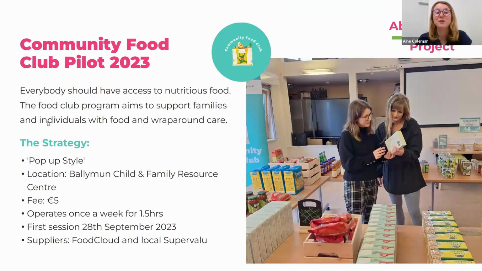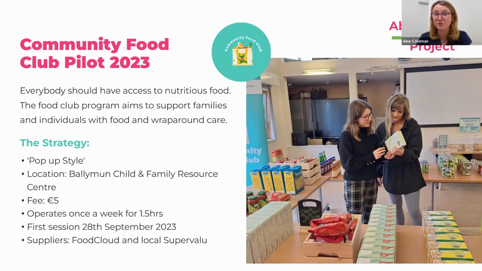So our community food club was born from that. In 2023, the ethos was that everybody should have access to nutritious food, and the food club aims to support families and individuals with food and wraparound care. It was pop-up style because trying to get a venue was really difficult. We got a venue in the local Ballymun Child and Family Resource Centre. We had one room as the community shop, as we like to call it, and the other room was a social space.